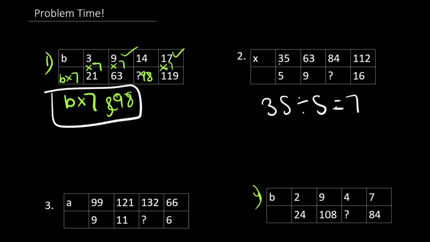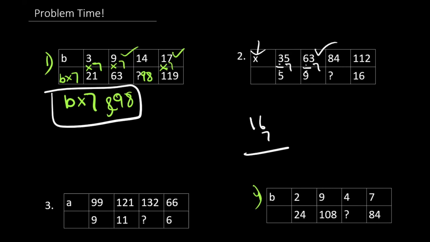So it looks like our rule might be the top number divided by 7. And by the way, this is a variable and it can be any letter. It doesn't matter. Okay? So 35 divided by 7 is 5. 63 divided by 7 is 9. So that's right. 112 divided by 7 is 16. Let's multiply 16 by 7 to see if that's true.